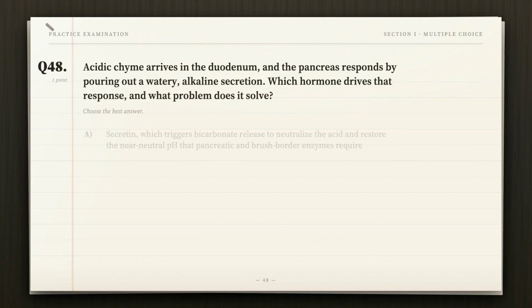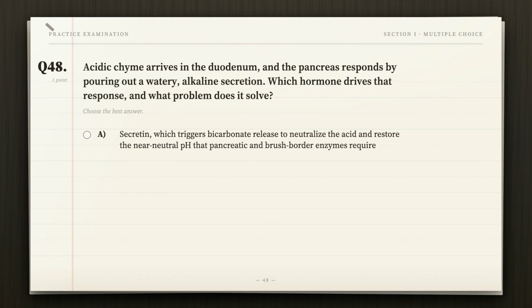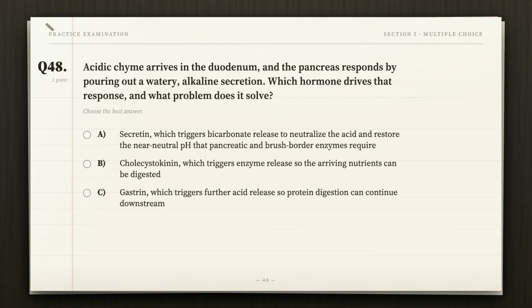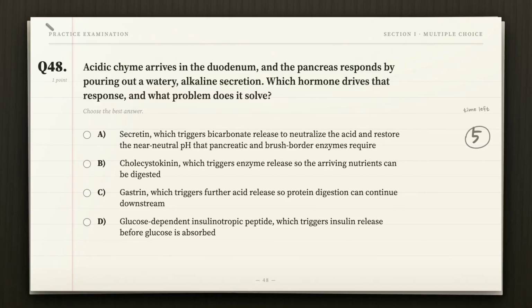Your options are A. Secretin, which triggers bicarbonate release to neutralize the acid and restore the near-neutral pH that pancreatic and brush border enzymes require. B. Cholecystokinin, which triggers enzyme release so the arriving nutrients can be digested. C. Gastrin, which triggers further acid release so protein digestion can continue downstream. D. Glucose-dependent insulinotropic peptide, which triggers insulin release before glucose is absorbed. Got a guess? Lock it in.